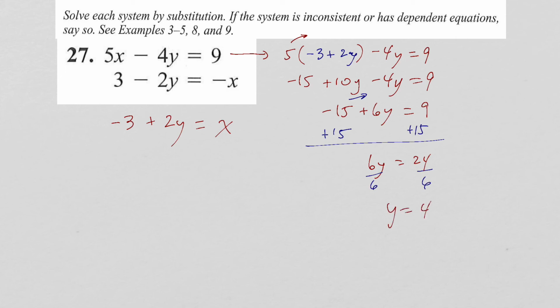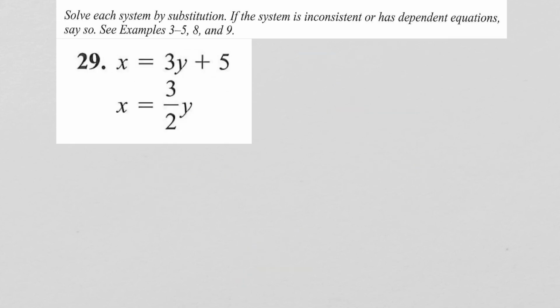Then I'm going to plug that back into the easiest spot where x is already solved. So x is going to be equal to negative 3 plus 2y. And y is 4. So this is negative 3 plus 8, which is positive 5. So here we have our x value, and there we have our y value. So our solution is your x first, and then your y. And that's it.